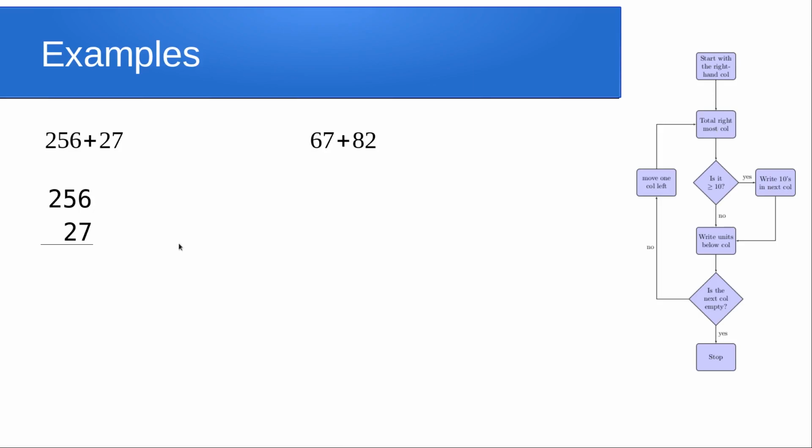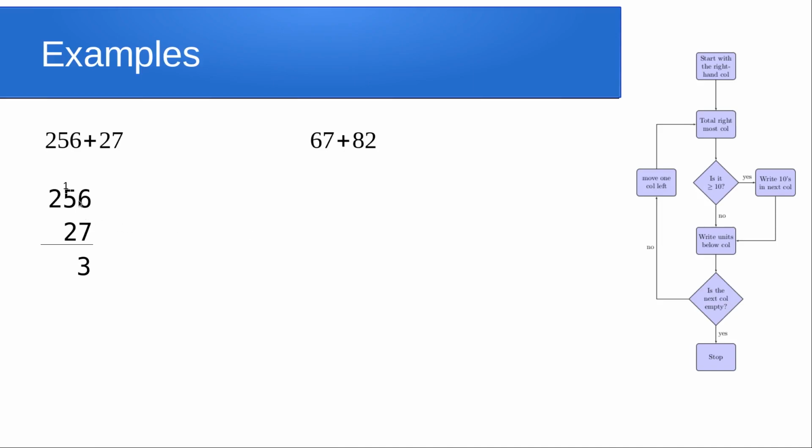6 plus 7 is 13. Is that greater than 10? Yes, it is. So write the tens in the next column. Well, there's only one 10 in 13, so we're going to put a 1 up here. Now some people put the 1 here, some put it here. It doesn't matter as long as it's in the same column. Then we've got to write the units below the column. So it was 13. The unit part of 13 is 3.